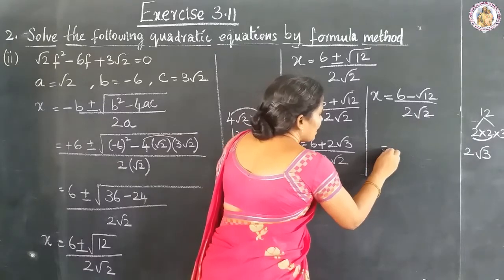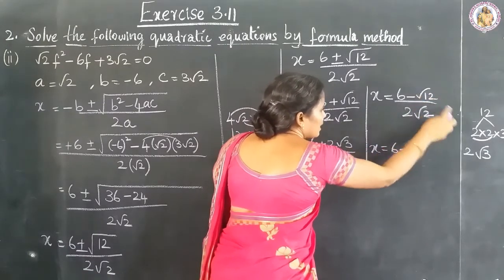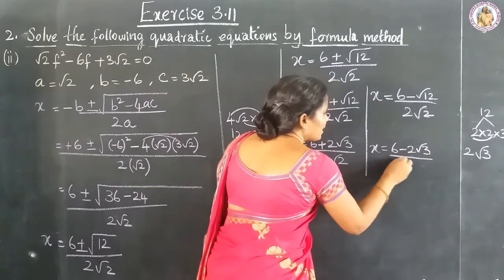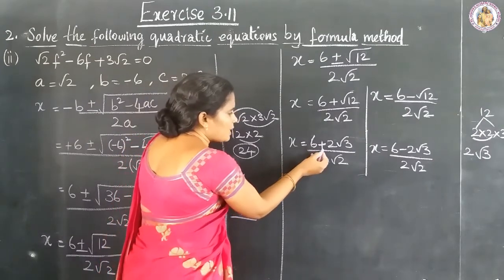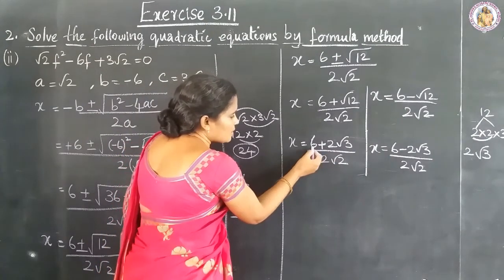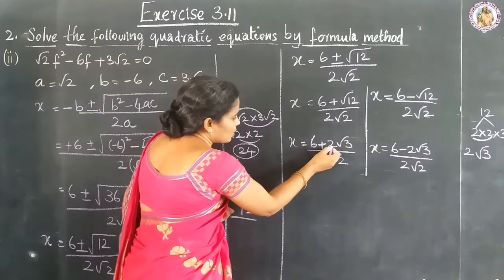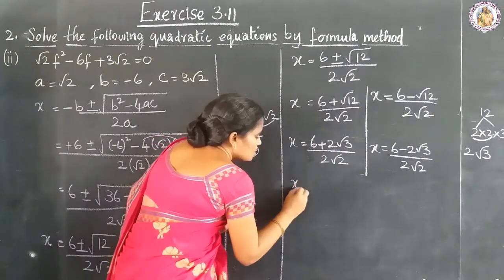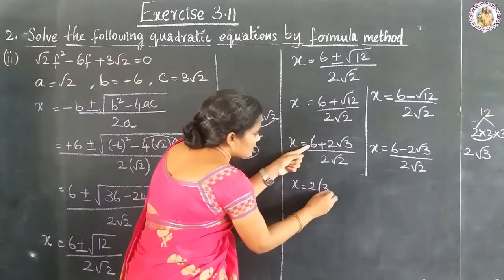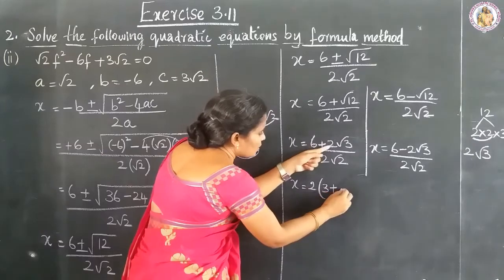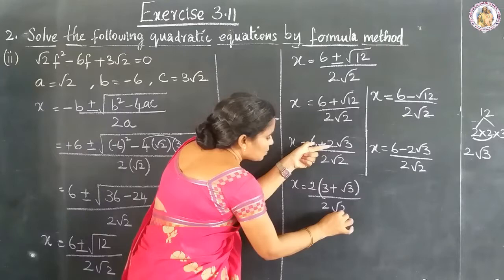And here x is equal to 6 minus 2 root 3. In the place of 12, write 2 root 3 divided by 2 root 2. And now 6 plus 2 root 2. This is common for both: 6 plus 2 root 3 by 2 root 2. Now 6 and 2 have a common multiple of 2. So 2 3s are 6, plus 2 1s are 2. So write the remaining root 3 divided by 2 root 2.